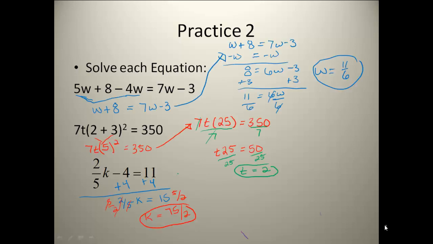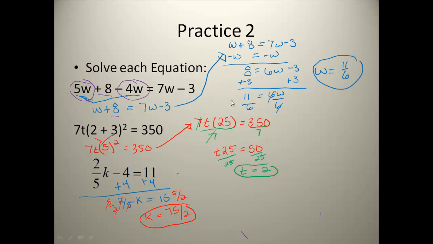Alright, on the first one here, I started it with blue. Now, that hint I gave you, this 5w and this minus 4w, they are on the same side of the equation, so they just needed to be combined. And 5w minus 4w is just a w. Then I still have that plus 8 right here. And then I still have it equal to 7w minus 3. So the first thing I had to do was combine those two. And since they're on the same side of the equal sign, I do not do inverses to combine them. I just combine them however it says.